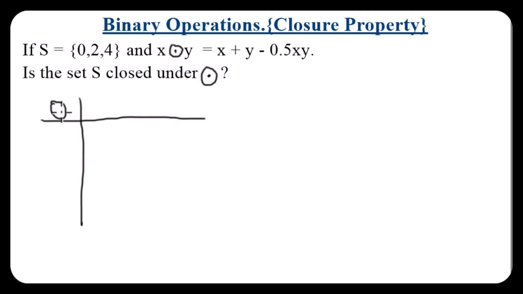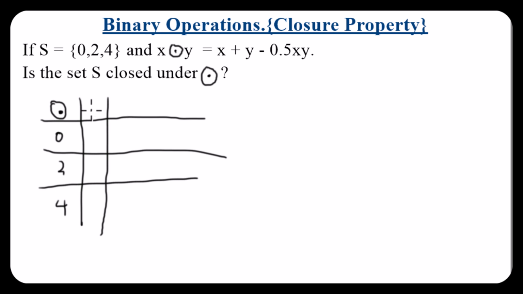So what's the operator? O dot, and then I have 0, I have 2, and then I have 4. So write it in the column as well: 0, 2, and also 4. So let's try and combine these together using this rule that's been defined for us. So 0 O dot 0. So we have 0 plus 0 minus 0.5 times 0 times 0. So you can see that 0 times 0 is 0, 0 times 0.5 is 0, 0 plus 0 minus 0, everything will still be 0.